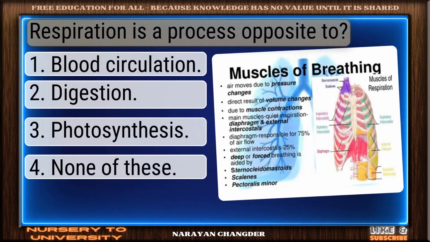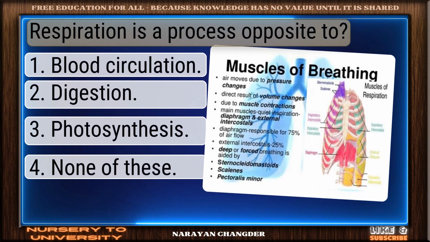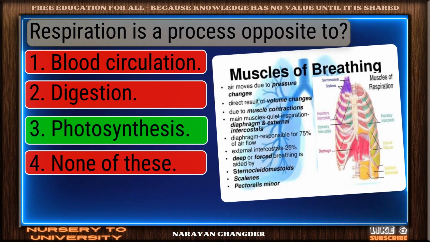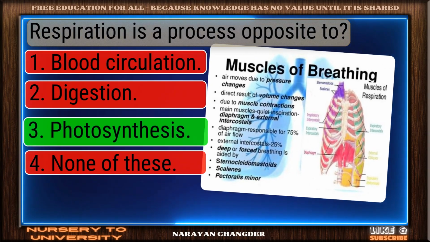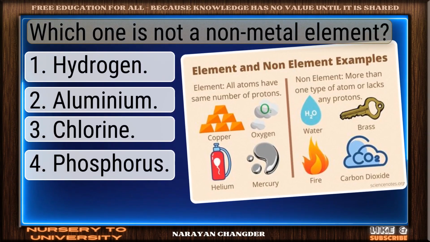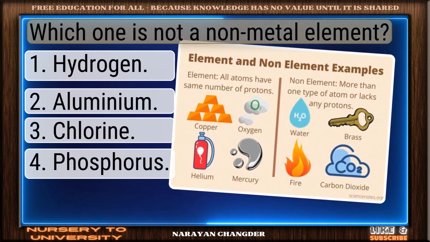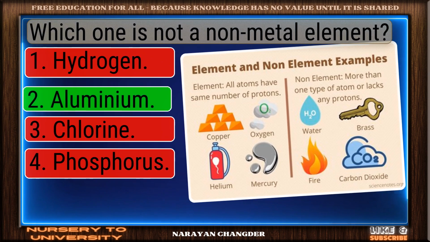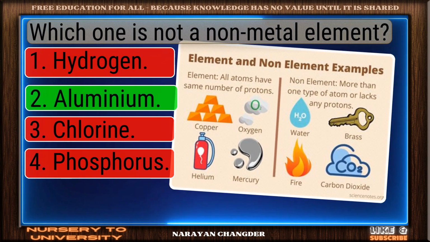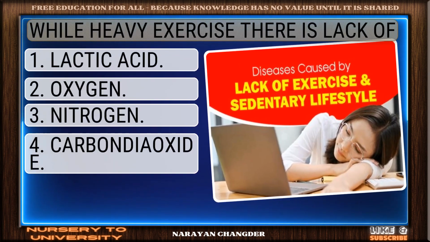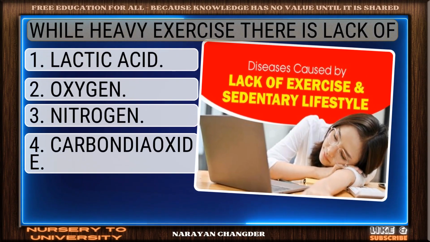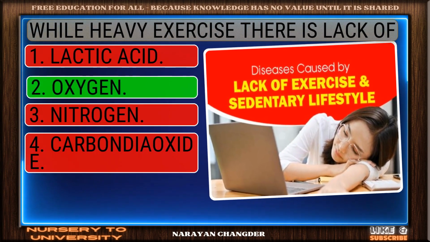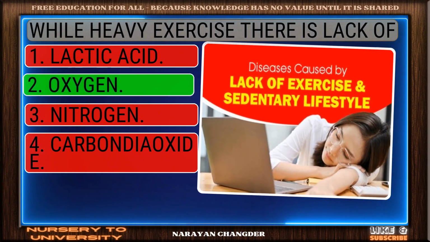Question number 150. Respiration is a process opposite to? Correct response. Photosynthesis is the most accurate answer. Question number 151. Which one is not a non-metal element? Good job. Your answer, aluminium, works well here. Question number 152. While heavy exercise, there is lack of? You chose oxygen, and it is correct.